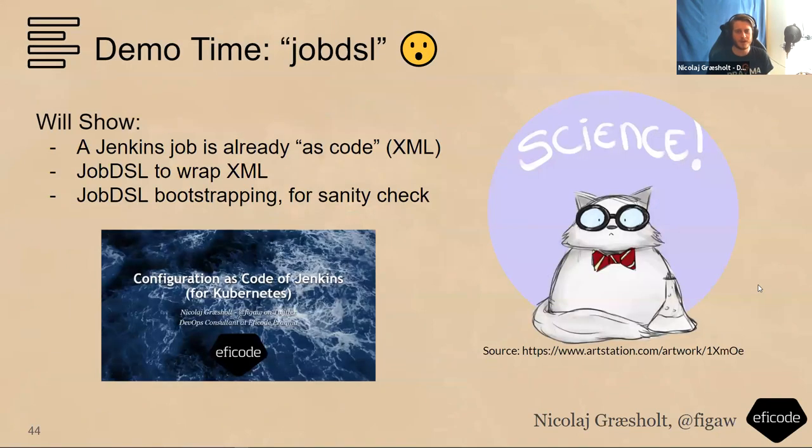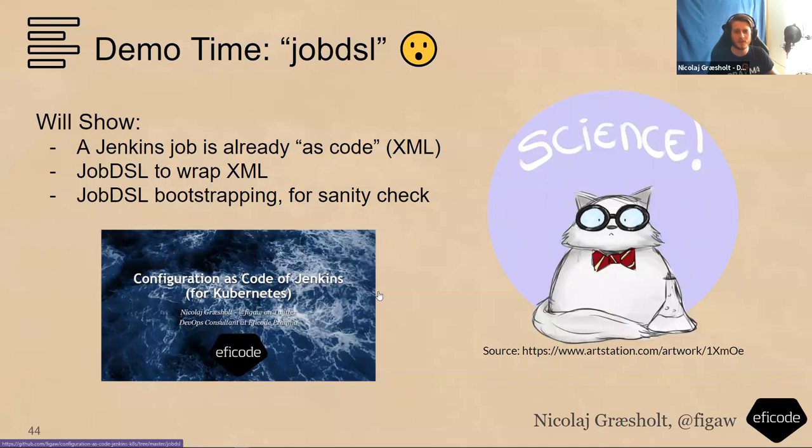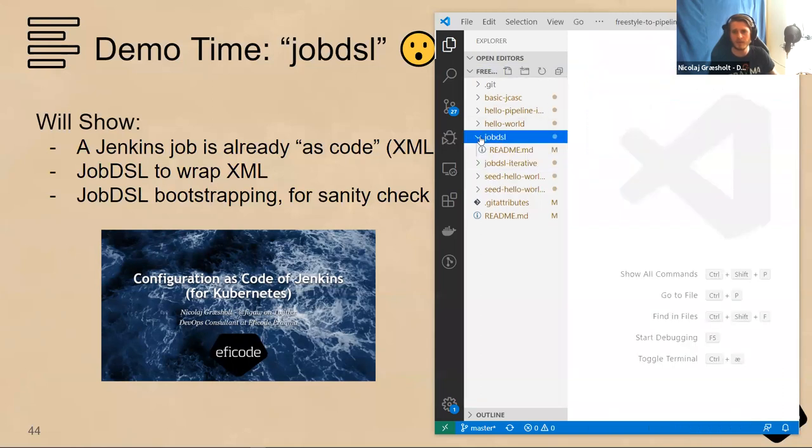So the third or fourth demo, depending on if you're doing them all, JobDSL. I'm going to show you that a Jenkins job is actually already as code. So it's there in XML in Jenkins. I'm going to show you the JobDSL to wrap the XML, and I'm going to add it to Jenkins just for sanity checking, so we can see that it actually works. I did this last month in a Jenkins online meetup, but I'm going to do it again just to show you how fast it actually is. So the demo is called JobDSL.